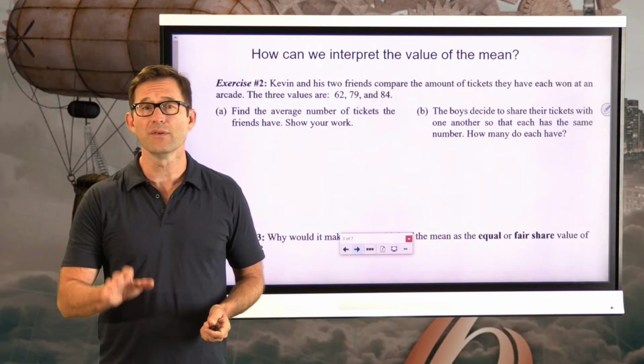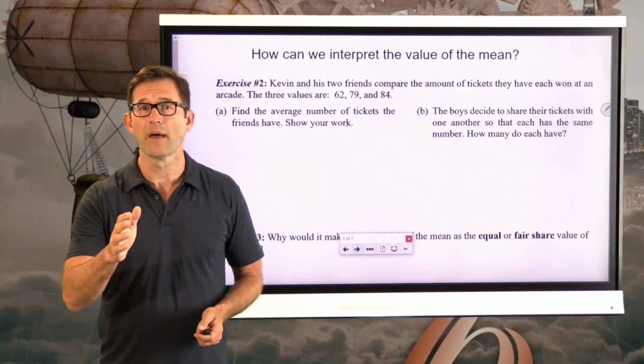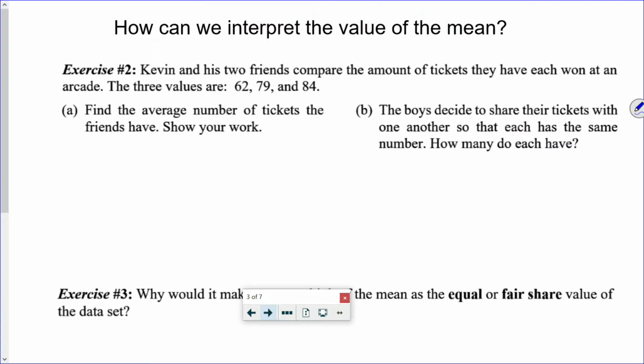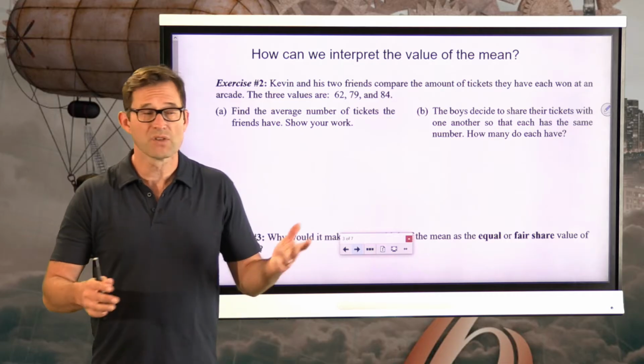So this should be pretty quick. You just simply have to add the three values together and divide by 3. Why don't you pause the video now and go ahead and do that. All right, so simple enough.